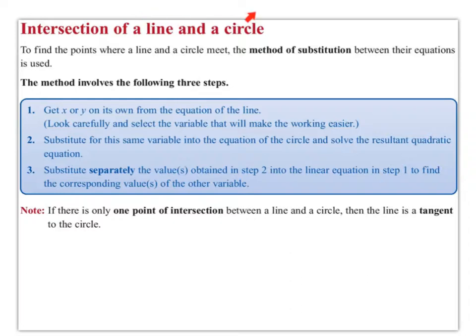Intersection of a line and a circle. To find the points where a line and a circle meet, the method of substitution between their equations is used. The method involves the following 3 steps.